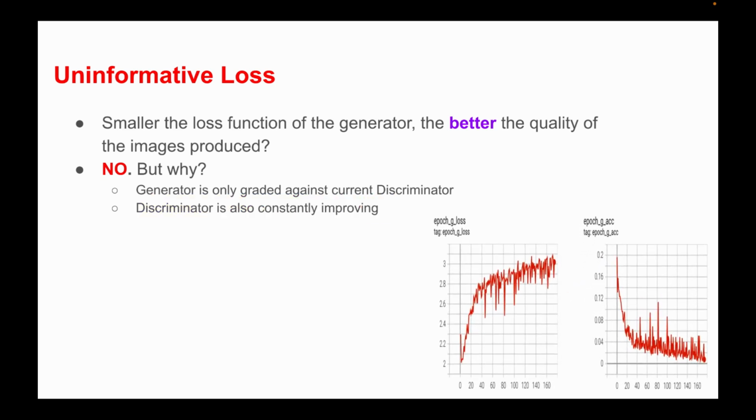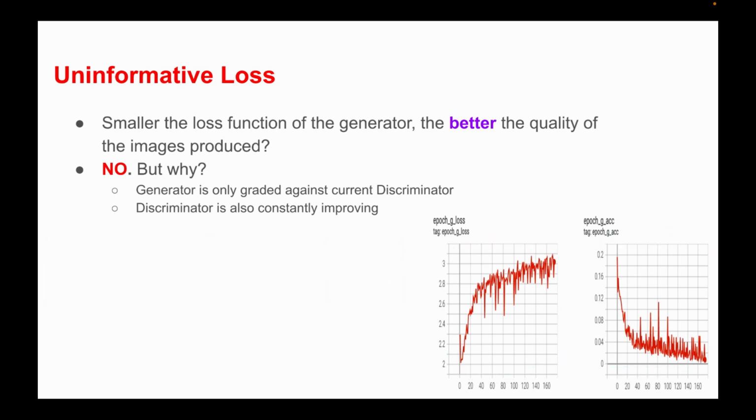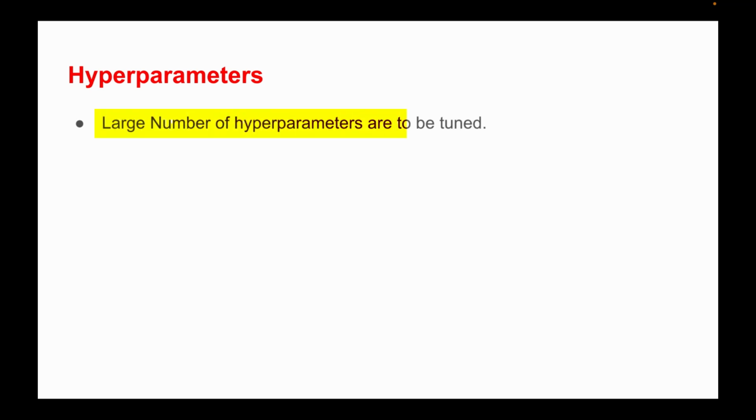Now we can see in this image that the loss function of the generator actually increases over time even though the quality of the image is clearly improving. Now this lack of correlation between the generator loss and the image quality sometimes makes the training of generative adversarial networks difficult to monitor. The fourth and final major challenge with training of generative adversarial networks is the huge amount of hyperparameters. Even with simple GANs, there are a large number of hyperparameters to tune.